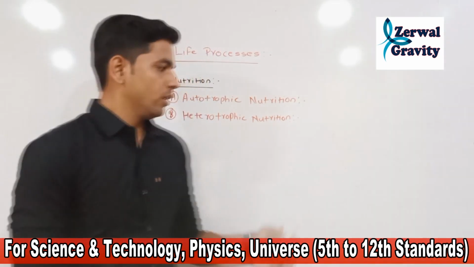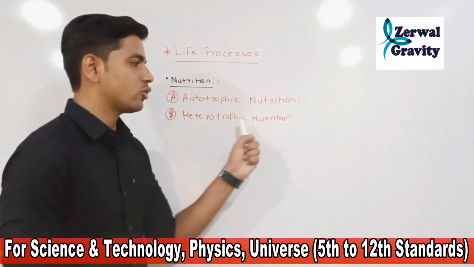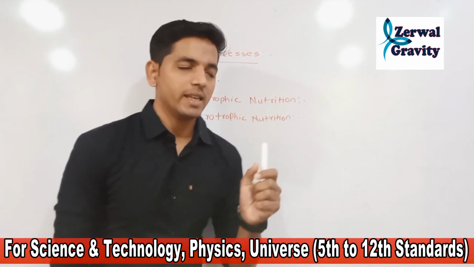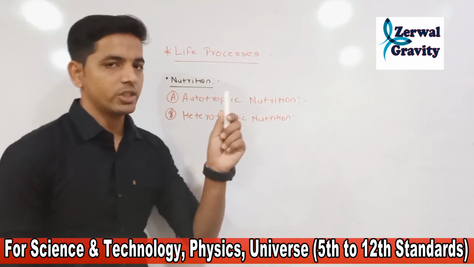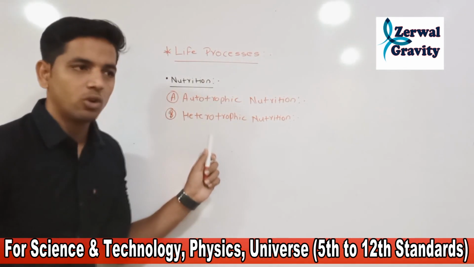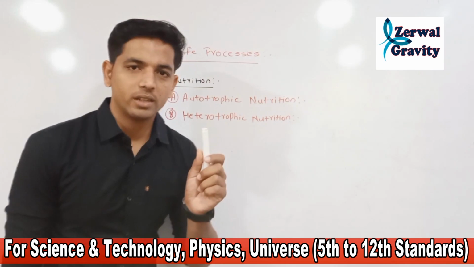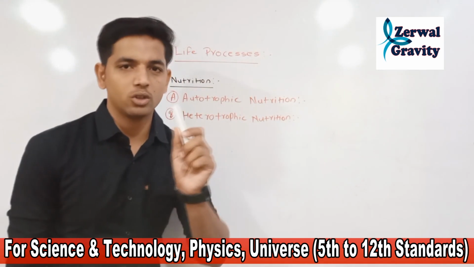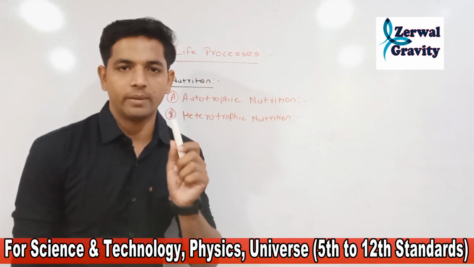Today we will be talking about the heterotrophic mode of nutrition. We have seen the autotrophic mode of nutrition in detail. Heterotrophic mode of nutrition is a type of nutrition that is shown by the animals and some lower group of organisms like fungus and amoeba.